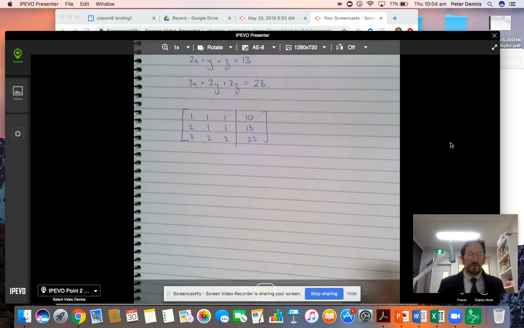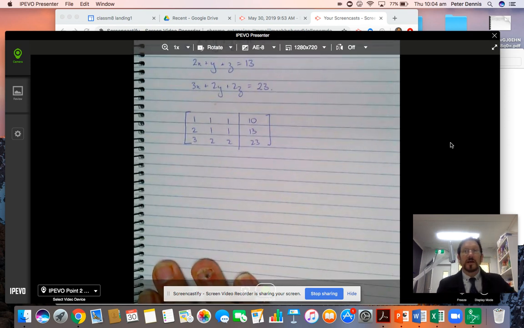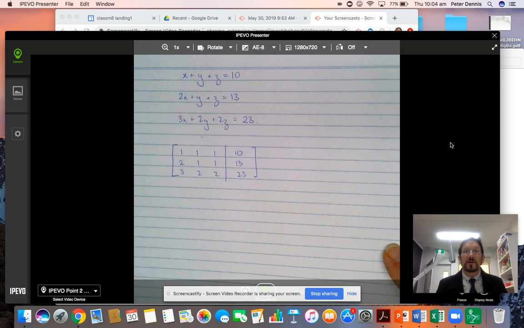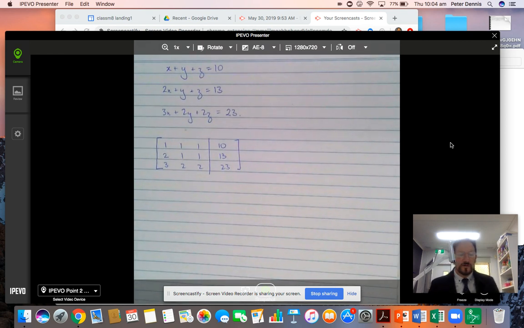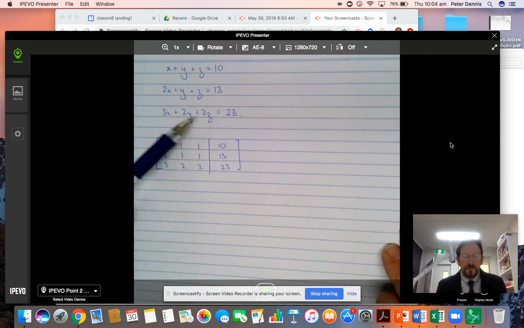Let's see what happens in three dimensions, because obviously it can happen in three dimensions. Weird things can happen when we're solving these. So let's have a look at this. We've got three equations, three unknowns. That should be enough to solve this problem. We've got x plus y equals 10, x plus y plus z equals 10, 2x plus y plus z equals 13, 3x plus 2y plus 2z equals 23. And I've drawn the little matrix there.